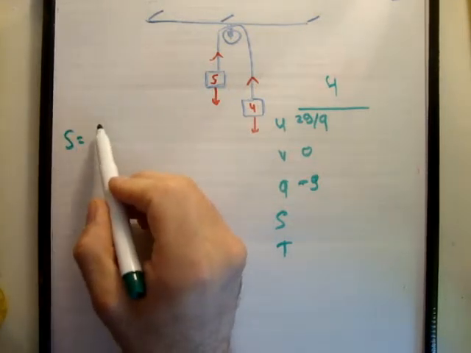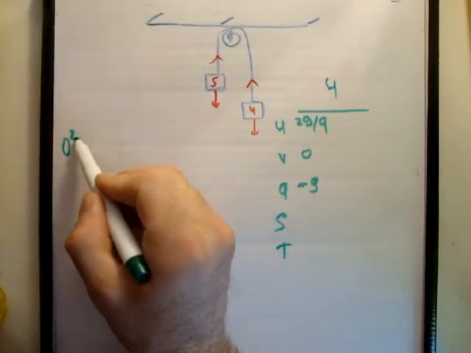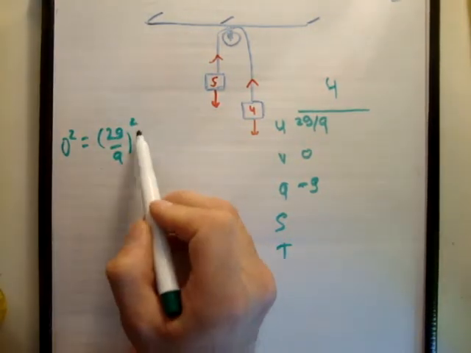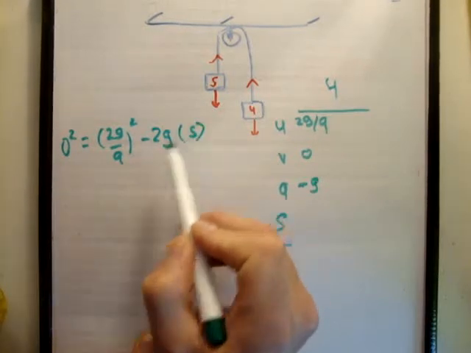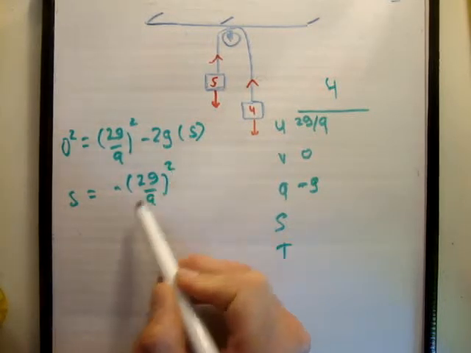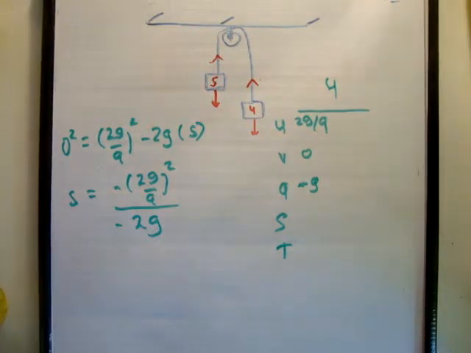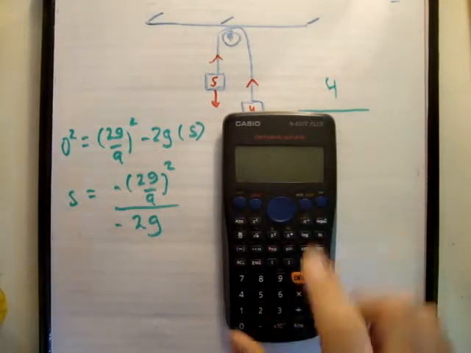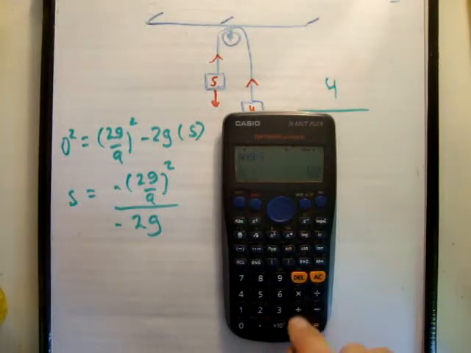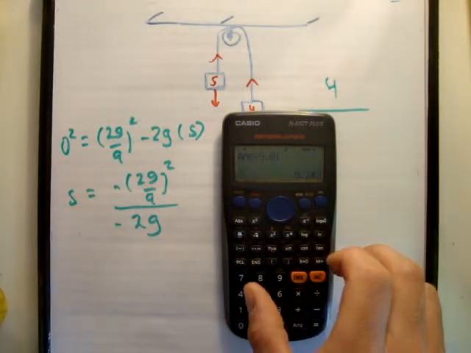So s is equal to ut plus a half at squared. Oh, we can't use that. Actually, we're going to have to use v squared is equal to u squared plus 2as. So we're going to get 0 squared is equal to (2g over 9) squared minus 2g times s. So s is equal to (2g over 9) squared over 2g. This is once again a job for the calculator. So you have 2 multiplied by 9.81 divided by 9, we need to square that, divided by 2 divided by 9.81. Get an answer of 0.24.